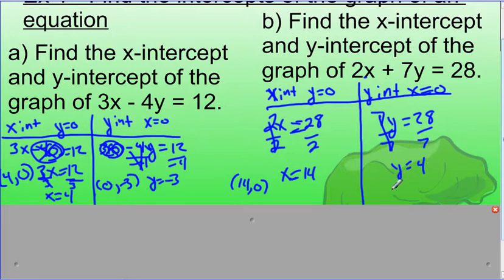I also like to put down the point. So the x value is 0. The y value is 4. Not too bad. The part you've got to remember is when the x-intercept happens, the y value is 0. At the y-intercept, the x value is 0.